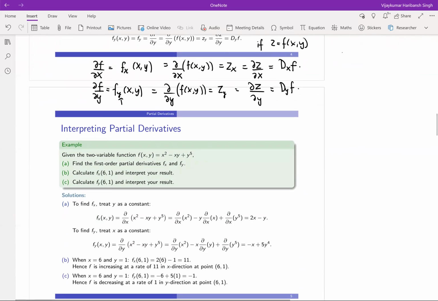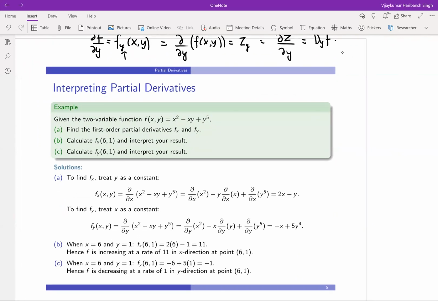Now, let's look at the following problem. Given a function of two variables, f(x,y) = x^2 - xy + y^5, find the partial derivatives f_x and f_y. So now you want to compute f_x(x,y). In this case, you're taking the derivative with respect to x, and y is treated as a constant. You can think of it as a fixed number. So the derivative of x^2 is 2x, minus y is a constant so it comes out, and the derivative of x is 1, and the derivative of y^5 is 0.